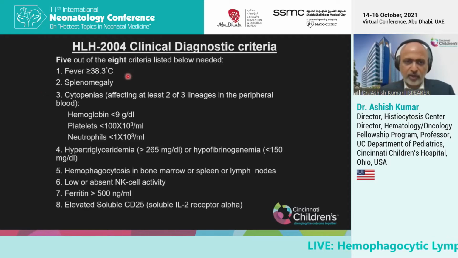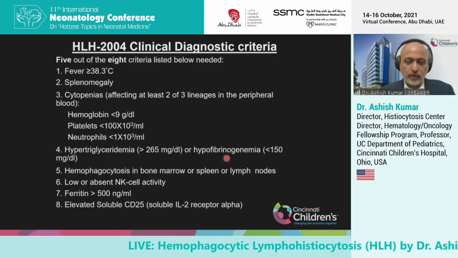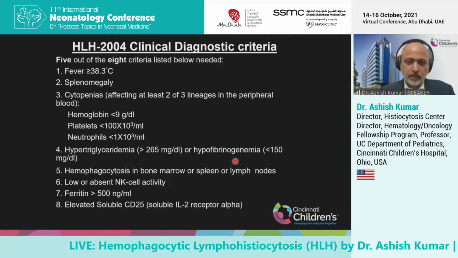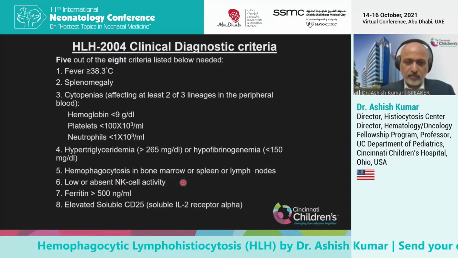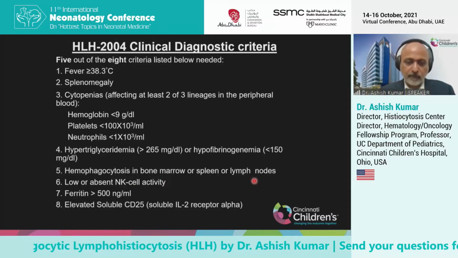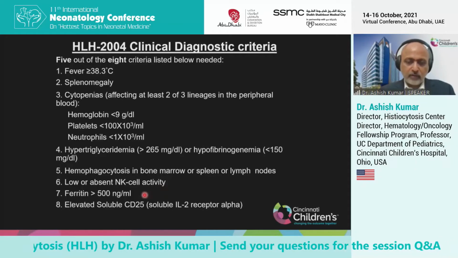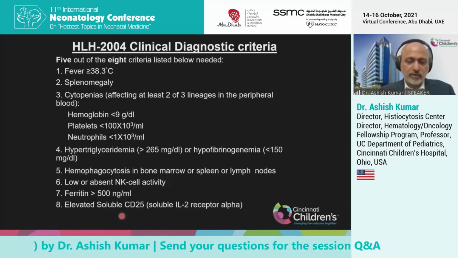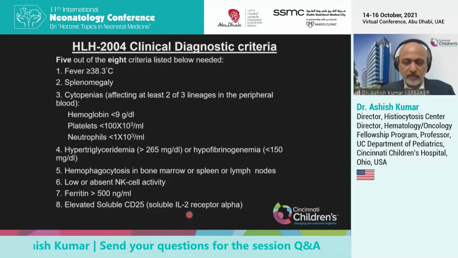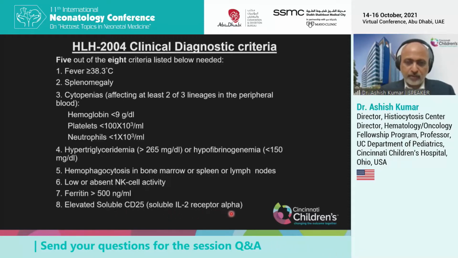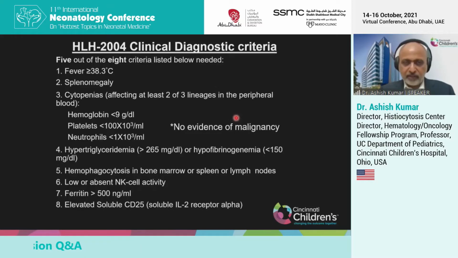And this was fever, splenomegaly, cytopenias affecting 2 cell lines, elevated triglycerides or reduced fibrinogen, presence of hemophagocytosis in the bone marrow, spleen, or lymph nodes, a decreased NK cell activity, elevated ferritin, or elevated soluble CD25, which is also known as the IL-2 receptor alpha. If 5 out of these 8 features were present, in the absence of a malignancy, the patient was said to have HLH.